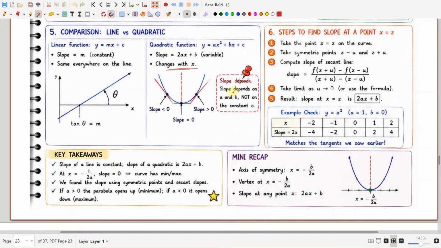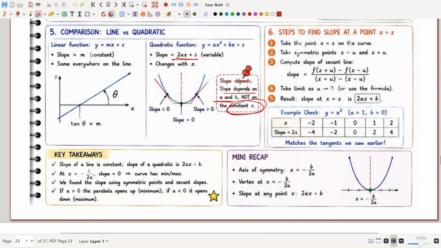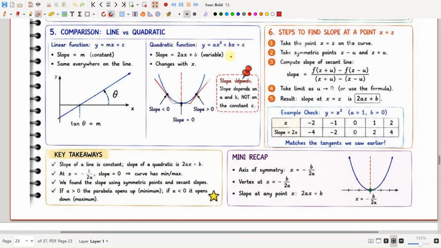The slope depends on a and b, not on the constant c. See here, the constant c is neglected in this equation. Slope is equal to 2ax plus b. The constant term c is neglected in this equation. This means that the slope is depending upon only the variables a and b.